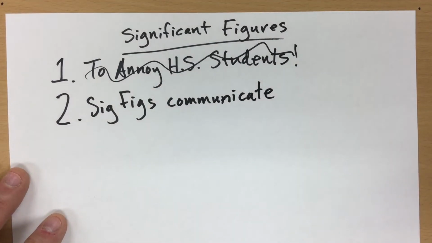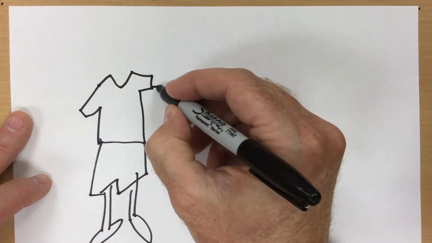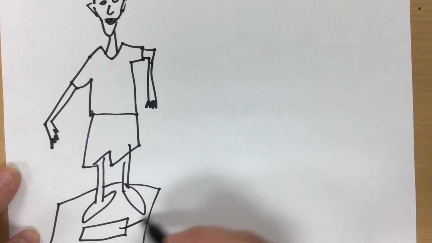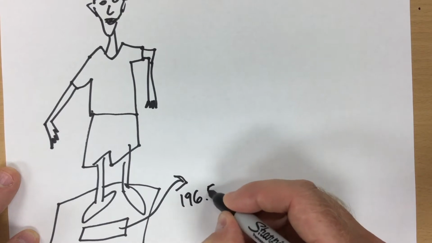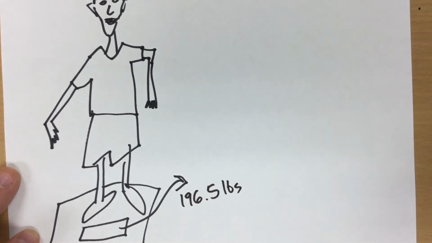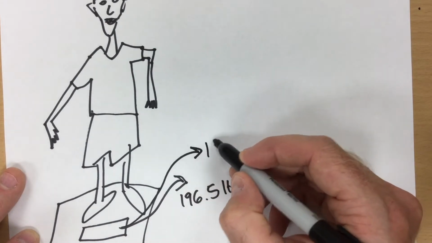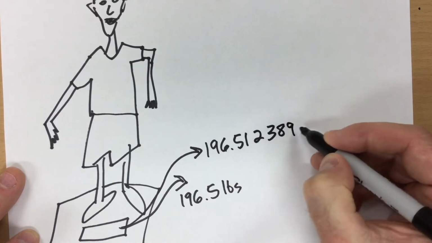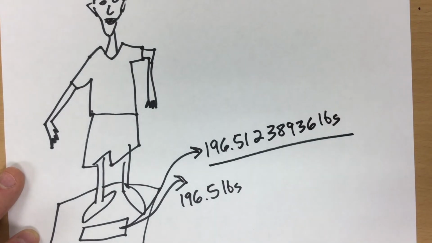sig figs communicate. So let's go ahead and look at an example. Let's say I go step on the bathroom scale in the morning. As I step on there, it's going to read, and actually this morning it said 196.5 pounds. That tells me something about my mass. Now what if I stepped on there and instead it told me 196.51238936 pounds? Well, you probably wouldn't believe your scale.